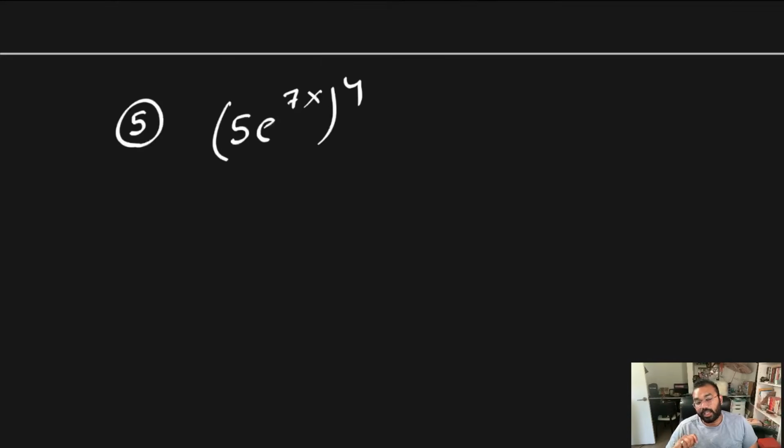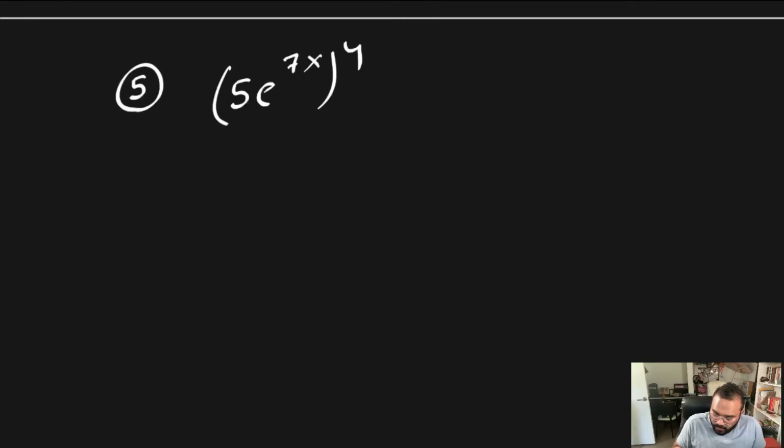5 e to the power of 7x, whole to the power of 4. Now here you have to be really careful. A common mistake that I see by most students is they say 7x times 4, which is 28x. Okay, fine. But they forget to distribute that 4 to 5. Let's see what I mean.